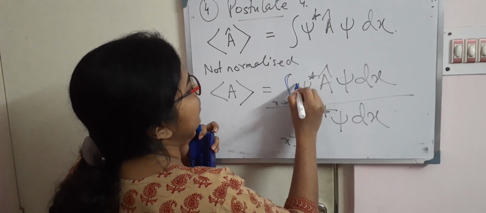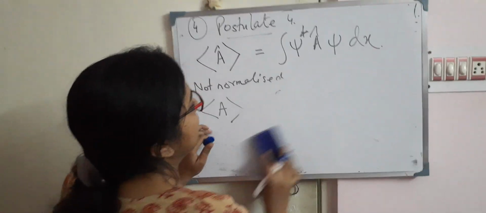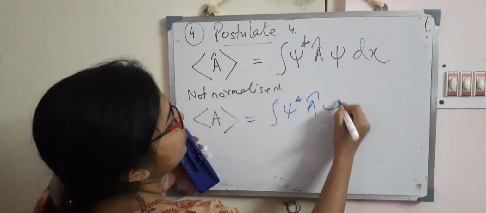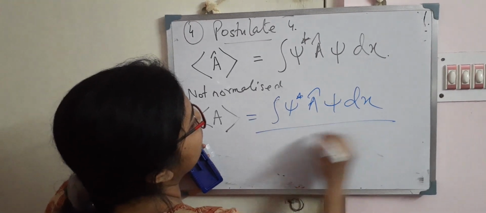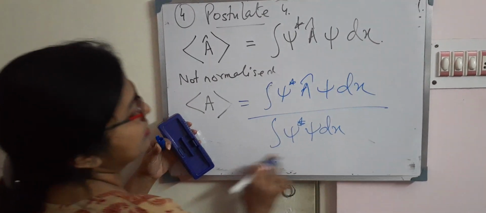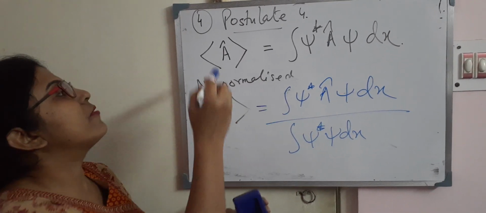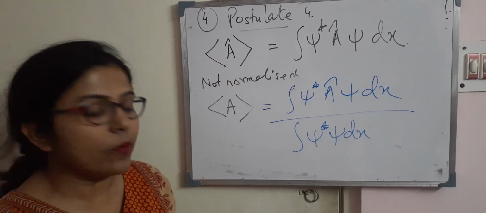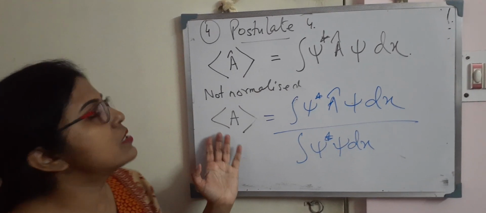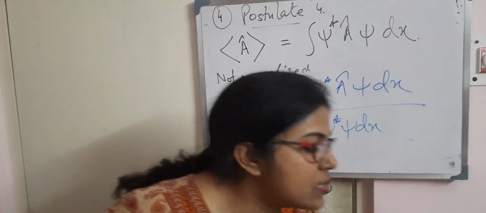I am just writing it once more, because the ink has turned low for that. So it is this divided by integral psi star psi dx if it is not normalized. If it is normalized, then just this. So this is the average value of a large number of measurements of the dynamical variable. This is what postulate 4 is. So with this we will end.